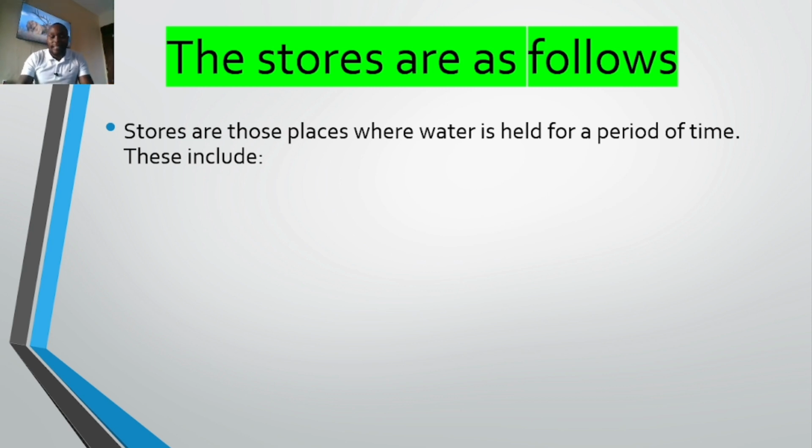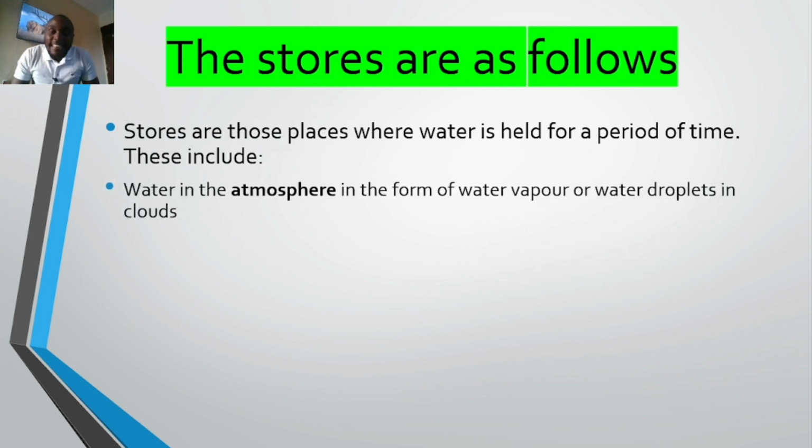Okay, so what are they? They include these: water in the atmosphere. That is a store. How? Because in the atmosphere we have water vapor. I want you to see it in that form. We have water vapor in the atmosphere. We also have water droplets in the atmosphere in the form of clouds. So when you talk about the atmosphere being a store in itself, we actually mean that the atmosphere is storing that water. How? There are clouds in the atmosphere. There is also water vapor in the atmosphere that forms the clouds. So that's why the atmosphere is a store in itself.